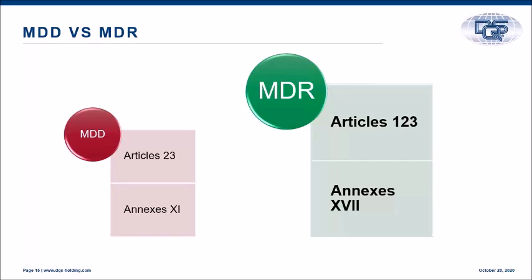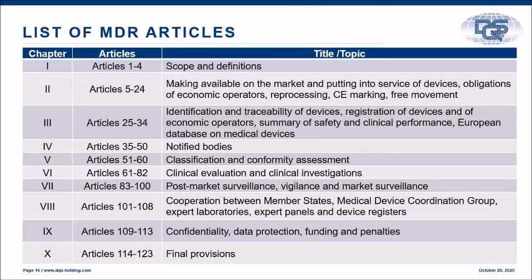Under MDR, there are 123 articles and 17 annexes. So you can see how detailed and elaborate this regulation is. This is a gist of the articles. I'm not going into detail about what those articles are. This is just a gist where they have grouped them under 10 chapters. They have distributed these 123 articles.